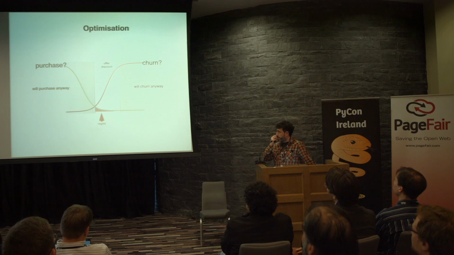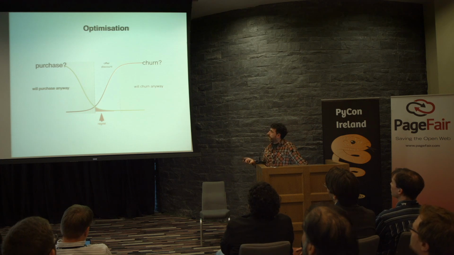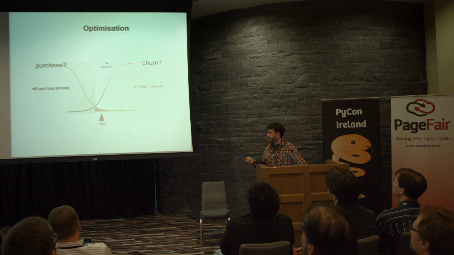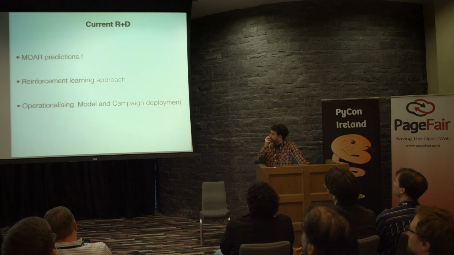So there's a problem here about optimization. All these people are going to churn anyway. All these people are going to purchase anyway. So there's probably a sweet spot in here where you offer the discount, but you're still going to try and minimize your regression. I think I've gone very fast through this, but anyway.